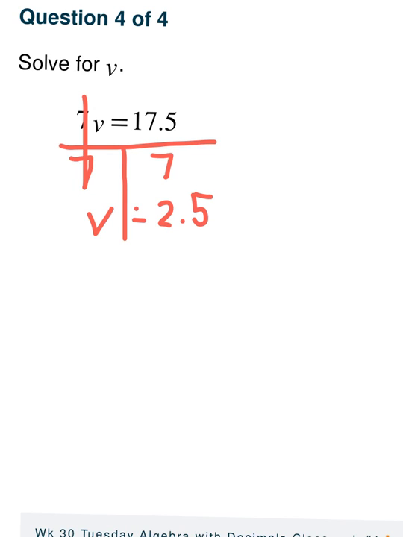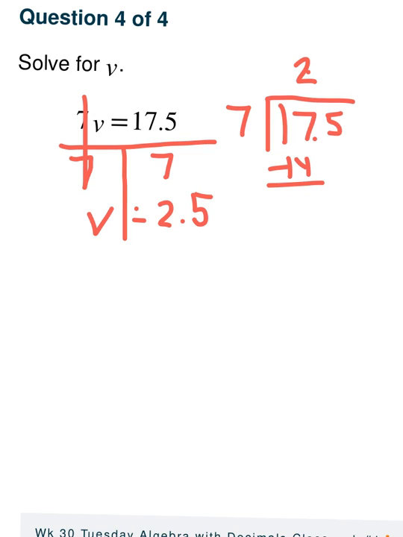Okay, so let's do that in a long division way. 17.5 divided by 7. 7 goes into 17 2 times. 2 times 7 is 14. Subtract that out, and you get 3. Bring down your 5. 7 goes into 35 5 times. And 5 times 7 is 35. Subtract that and you get 0. And I can always check my work by taking 2 and 5/10, multiplying it by 7 to make sure I get 17.5. So that is how you do that one.